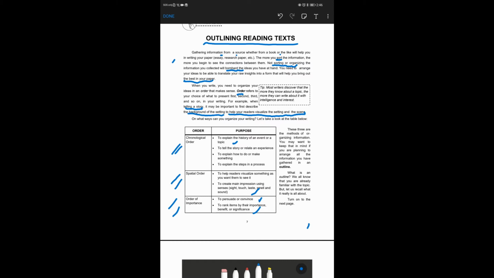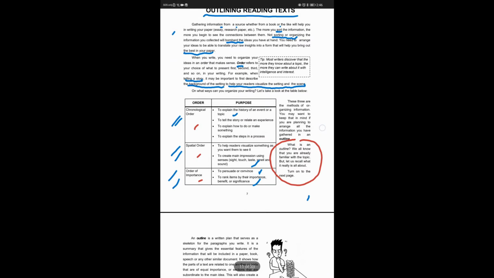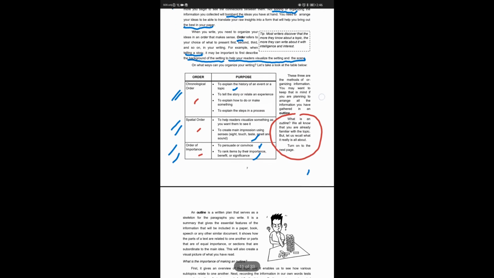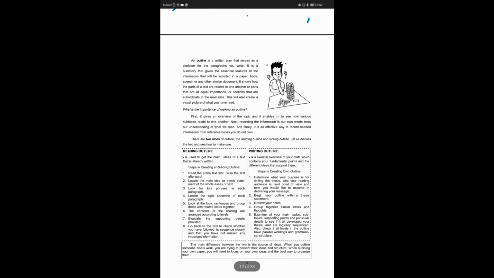So these three, the chronological, spatial, and order of importance, are all very important in your outline. So what is an outline? Maybe some of you are already familiar with this, but again, it's important that you are aware of these three orders of organizing information for you to write an outline. Okay, so let's focus on an outline. So what is an outline?